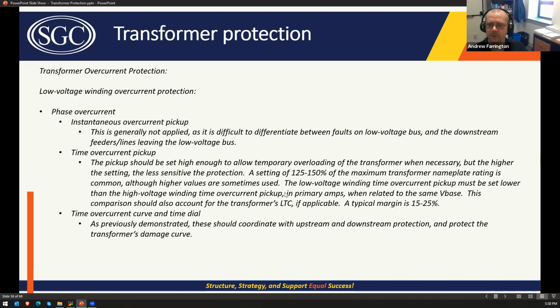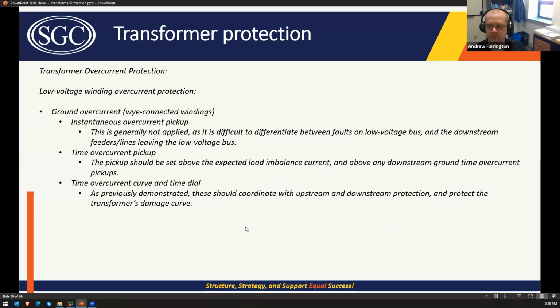Low voltage winding time over current pickup must be set lower than the high voltage winding, like I just said, in primary amps when related to the same V base. This comparison should also account for the transformer's LTC, if applicable. Typical margin is 15 to 25%. Then same thing, curve and time dial: coordinate with upstream and downstream protection and the transformer's damage curve.